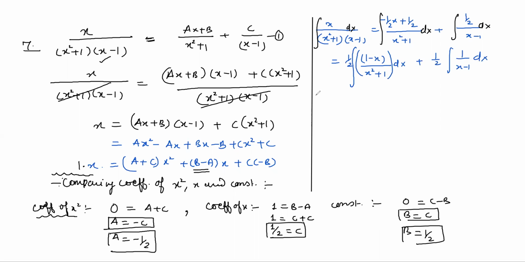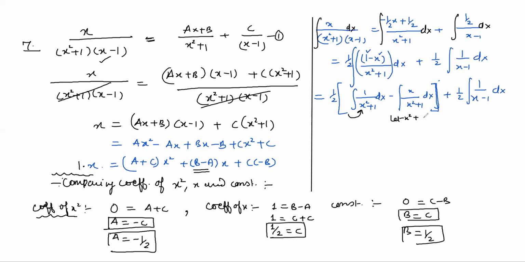I need to do one more step. I'm splitting 1 and x: 1 upon x square plus 1, I'm writing it separately, then minus x upon x square plus 1 dx. This is the whole bracket with 1 by 2, and plus 1 upon x minus 1. Why have I done this? Because now it becomes my formula tan inverse x, and I can put t over here.